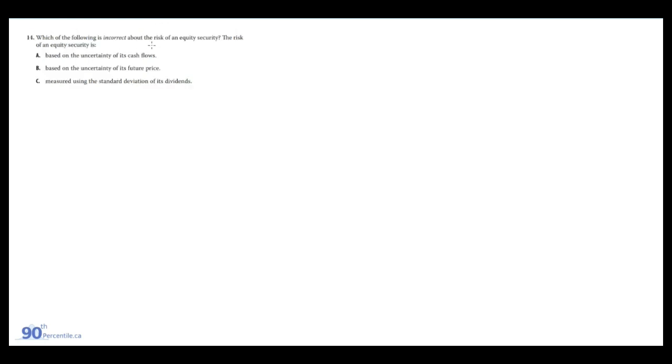Which of the following is incorrect about the risk of an equity security? The risk of an equity security is based on the uncertainty of its cash flows. This is true. Based on the uncertainty of its future price, this is true. These are the inherent risks. The future cash flows determine the price, and we don't know what the price is going to be. So that's the risk we take when we buy the equity security. So C is going to be our answer, and it says that risk is measured using the standard deviation of dividends, which is incorrect. It's measured using the standard deviation of the share price or share price returns.